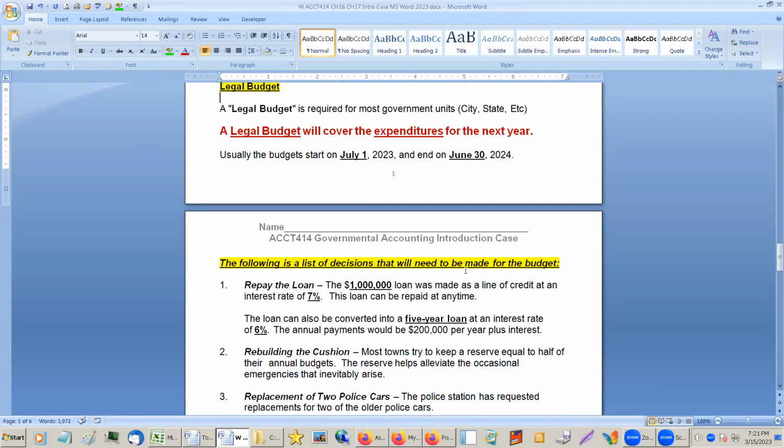So once you get that legal budget, it's very important to keep it under control.